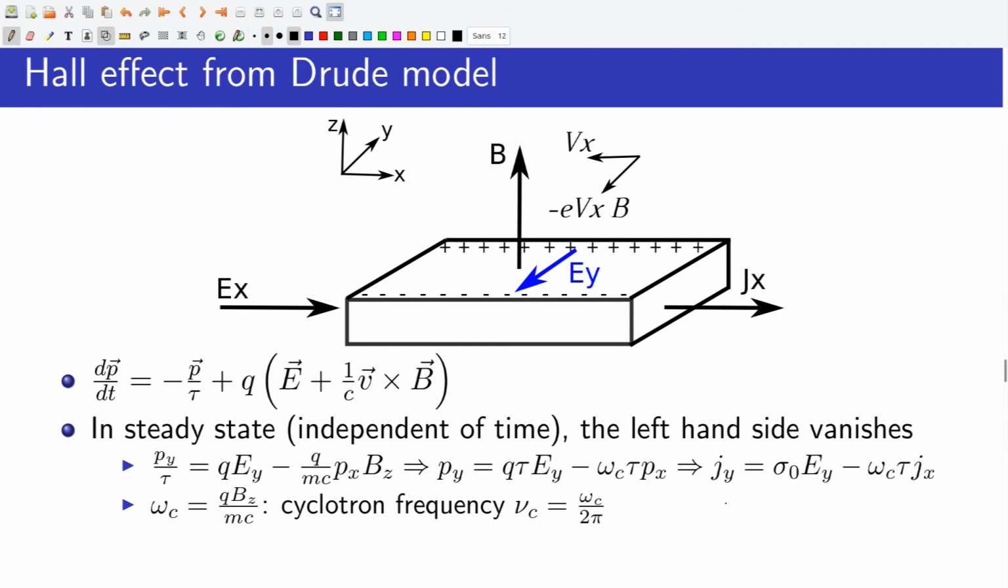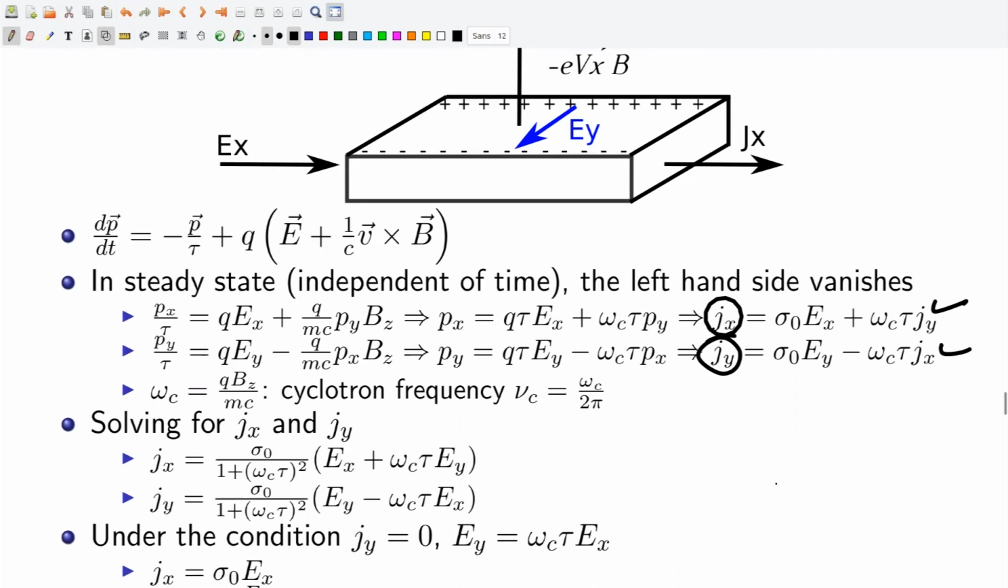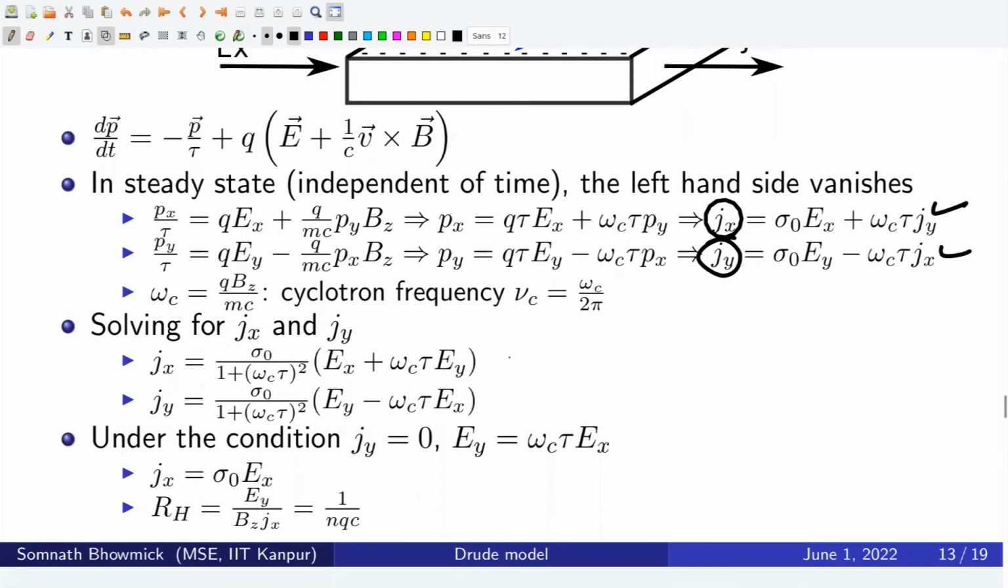Similarly, we can write the y component and get this equation. Jy is equal to sigma naught Ey minus omega C tau Jx. Now we have two equations and two unknowns, Jx and Jy. If we solve the two equations, then these are the values of Jx and Jy.